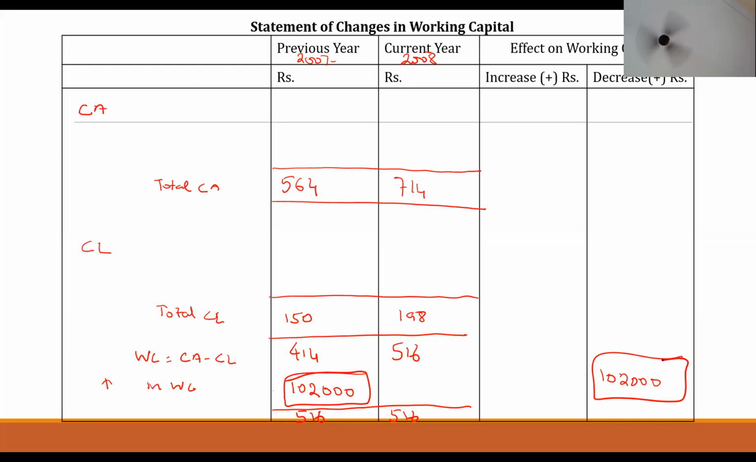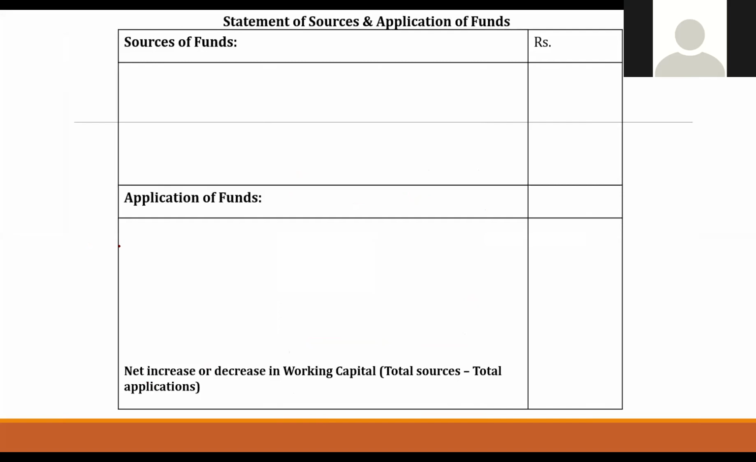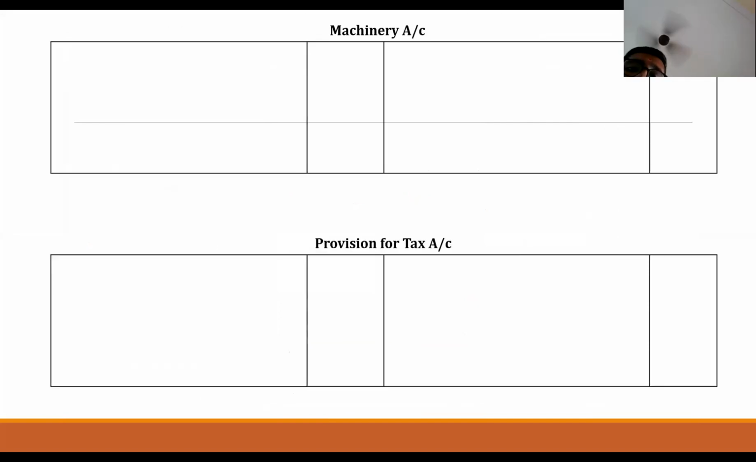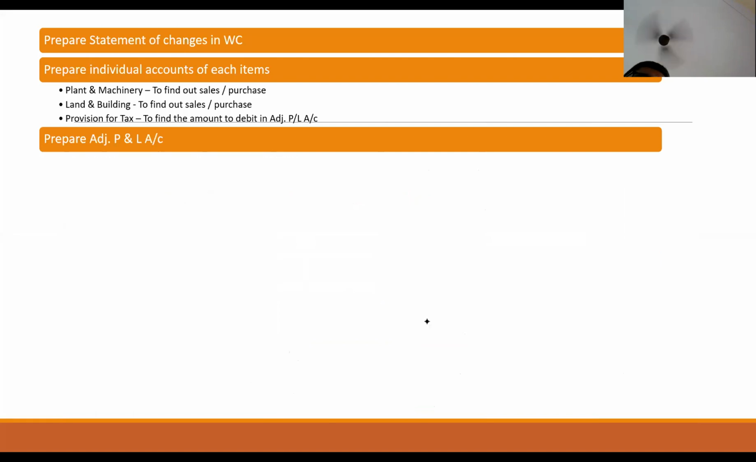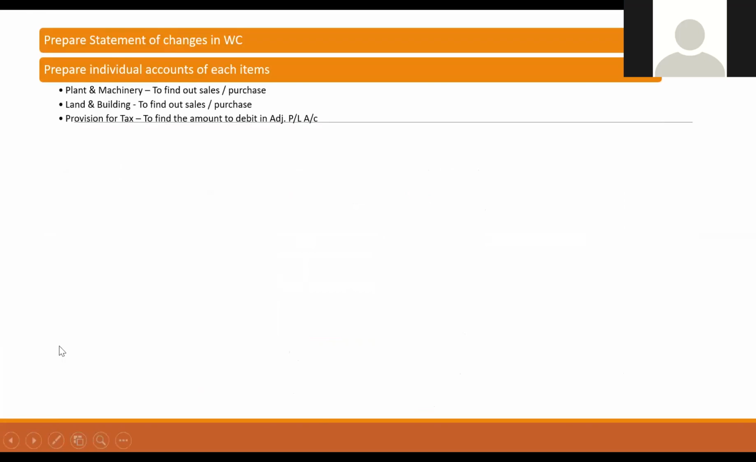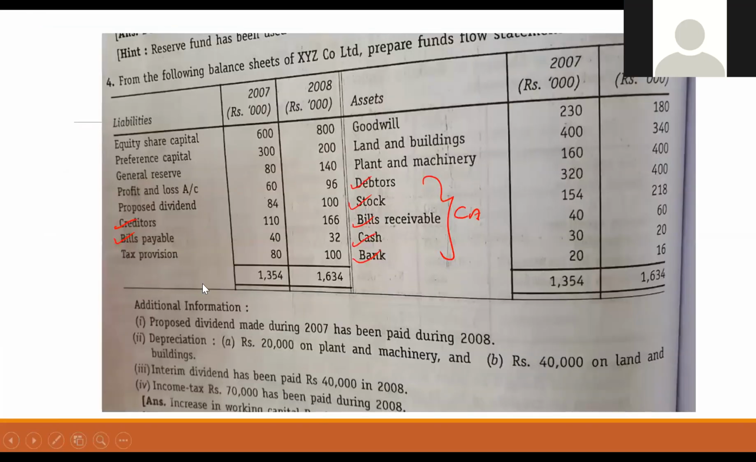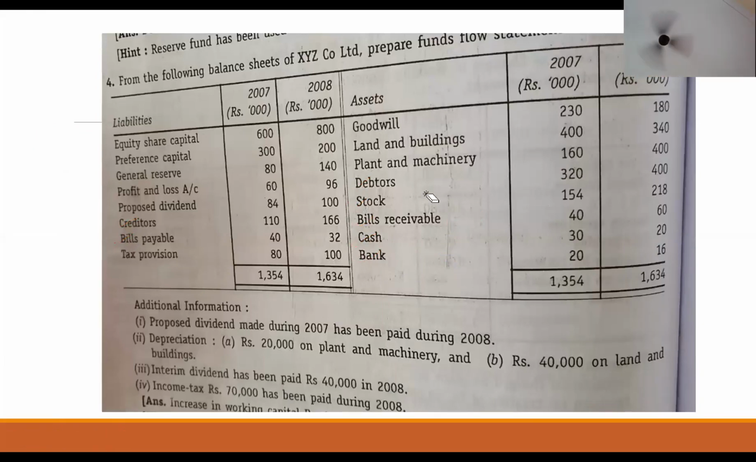What is the next procedure? Adjusted profit and loss account. For that purpose, again come to the question. Now go to the adjustments and see. In order to prepare the adjusted profit and loss account, we have to see which are the small or individual accounts that we have to prepare.